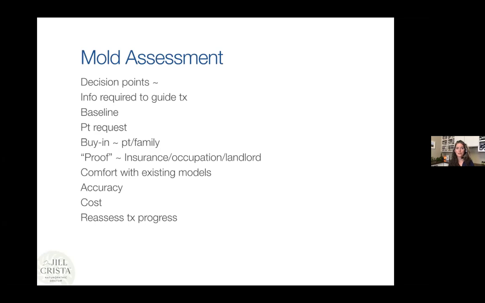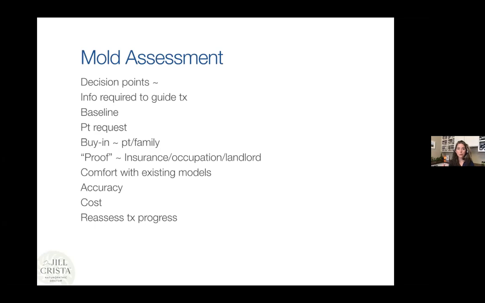So the decision point, if you're trying to figure out how to test for mold, is: is more information even required to guide your treatment? If you already know the person is exposed to a water damaged building, go forth and treat. Sometimes you're trying to establish a baseline or get the patient's family buy-in. That's often the problem: because there are genetic susceptibility differences, there could be the one person in the family that's super sick, the mold canary, and everybody else is kind of doing okay and they think they're a little bit crazy.